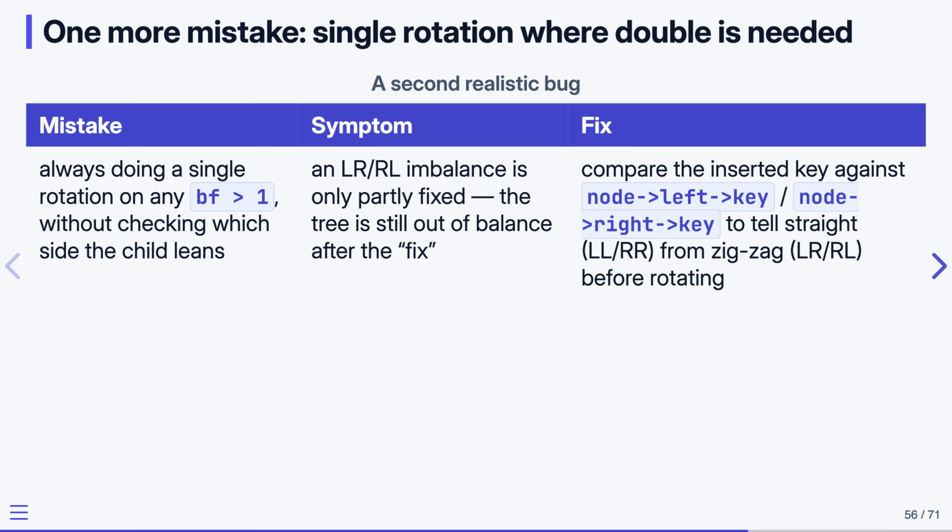This is a second real bug. It is about picking the wrong rotation. The mistake. The code always does a single rotation whenever the balance factor is greater than 1. It never checks which side the child leans toward. The symptom. An LR or RL imbalance only gets half fixed. The tree is still out of balance after the so-called fix. The fix. Compare the new key against node arrow left arrow key or node arrow right arrow key. That tells a straight case from a zigzag case before you rotate.